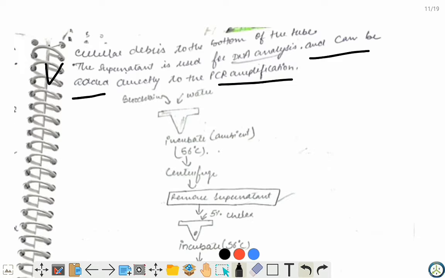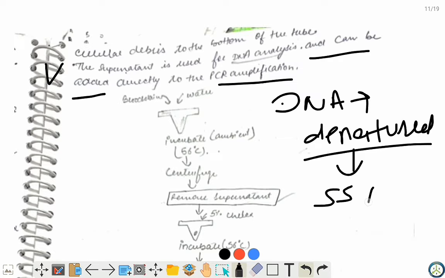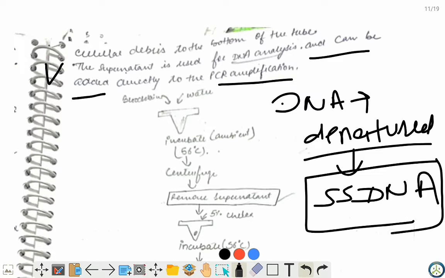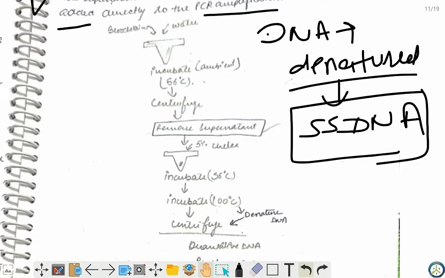Okay, now here see one thing is that the DNA here is denatured. Okay, DNA here is denatured, means the double stranded DNA breaks down into single stranded DNA. Okay, after double stranded DNA denatures, it becomes single stranded DNA. Clear. So this we can say is the diagrammatic representation of this whole process.